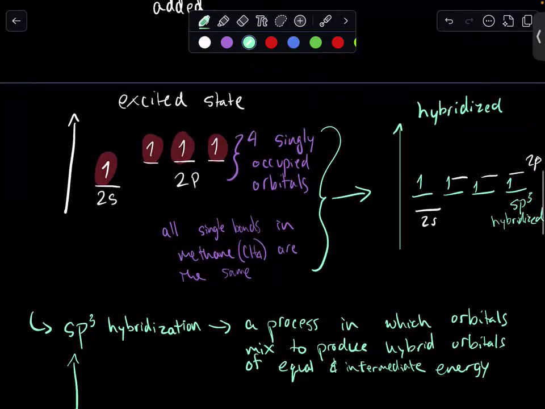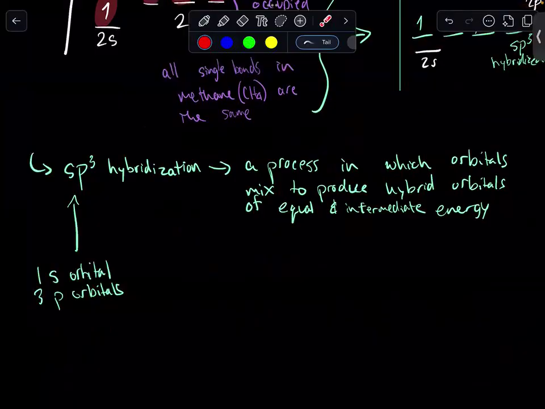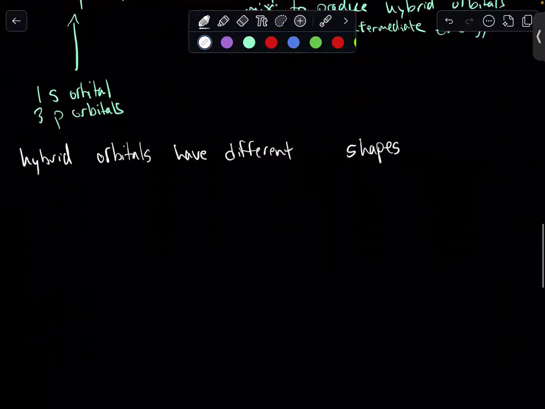So the things to note here are that it is of an intermediate energy, they're all of equal energy, and they're all identical. So what does this actually look like? Well, it turns out because they have intermediate properties, something else is that hybrid orbitals have intermediate shapes. So they have different shapes from our normal ones. And you are required to know this for the DP exam.